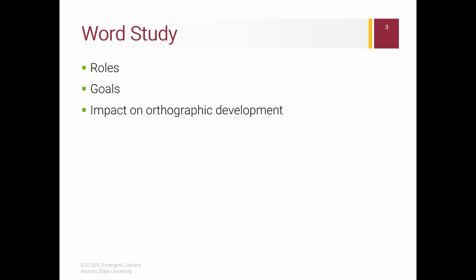In previous lessons, we discussed the roles and goals of a word study as an approach to spelling instruction that moves away from a focus on memorization. This approach reflects what researchers have discovered about the alphabetic, pattern, and meaning layers of English orthography. The primary goal of word study is to support students' development of a working knowledge of the orthography, knowledge that students can apply as they're reading and writing.